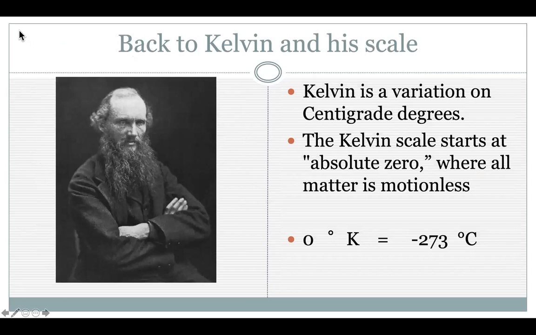So back to Kelvin and his scale. The Kelvin scale is a variation on centigrade. What that means is that the space between degrees on the Kelvin scale is the same as the space between degrees on centigrade. Or Celsius. I use centigrade, by the way, because it was centigrade when Kelvin was using it. It was changed, or standardized, to Celsius later on.